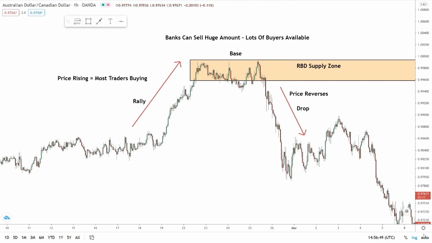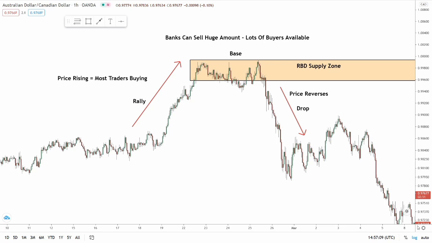The more buyers, or buy orders I should say, it's not really buyers, it's buy orders, they have available, the more they can sell. With the rally-based rally zone, the banks didn't have many sellers as price had already been rising. So when price retraced slightly, only a few decided to sell. Most either stayed long or used the retracement to get long at a cheap price. With the rally-based drop zone, it was the opposite.